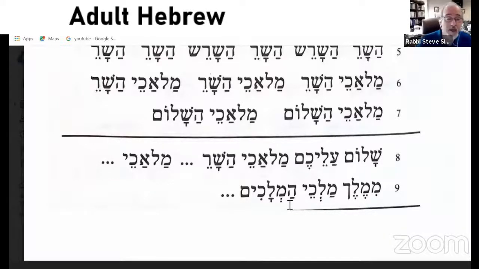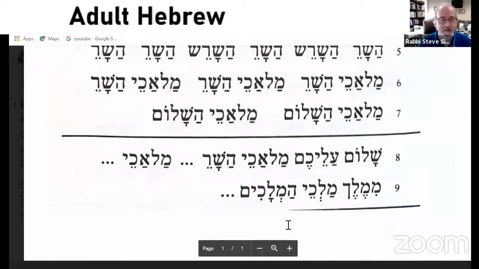So hopefully if you have a Siddur, perhaps if you're turning to the page, in the case of the Lev Shalem Siddur, the red Siddur that we use, it's on page number 5, and you look at those lines and say, oh, I can recognize this.